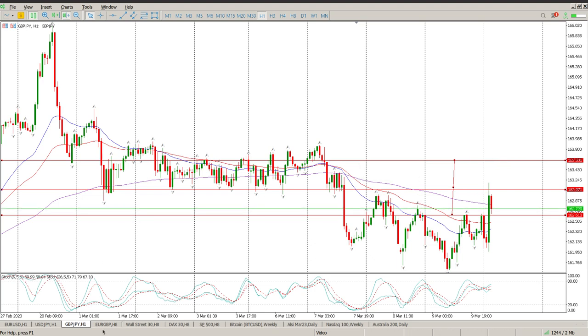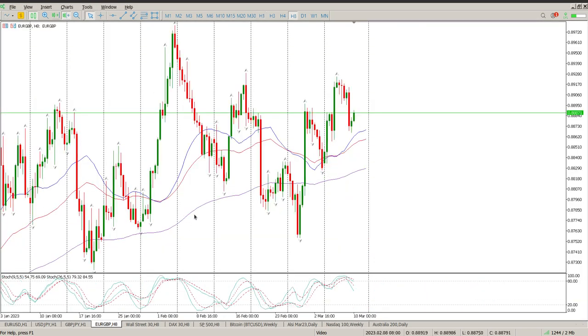Do that during the European session. As soon as you start getting towards non-farm payrolls, close your trades. Lastly, Euro British pound.